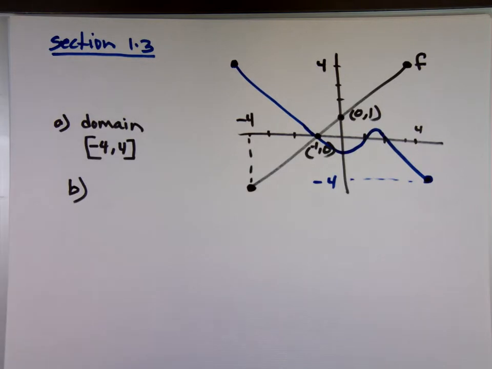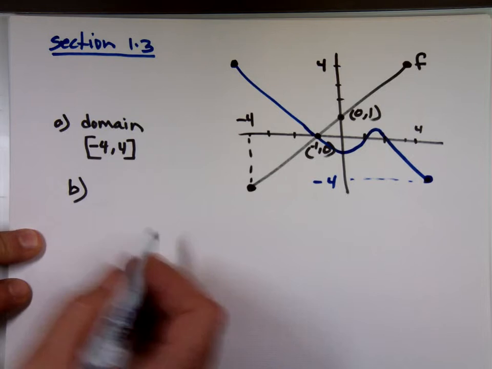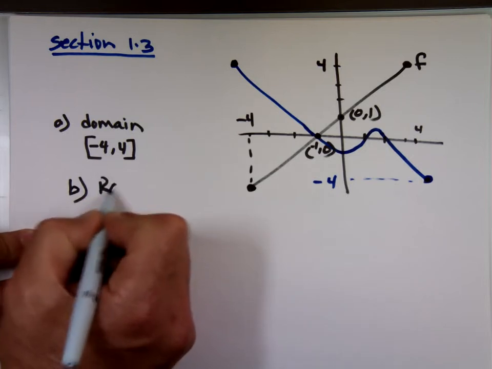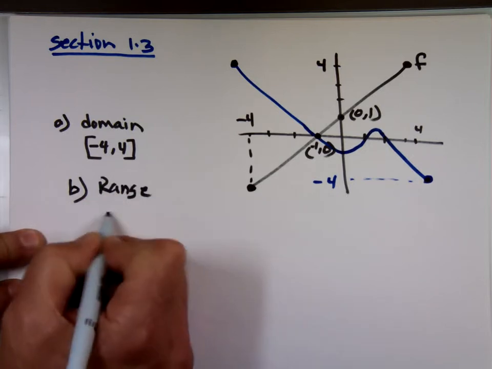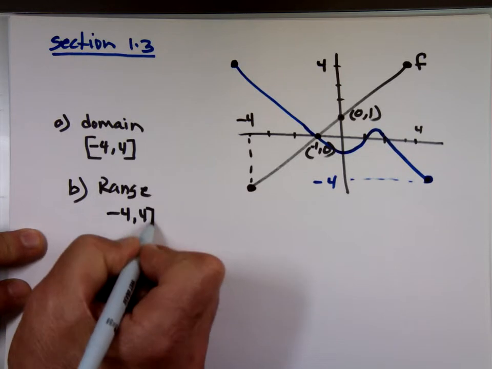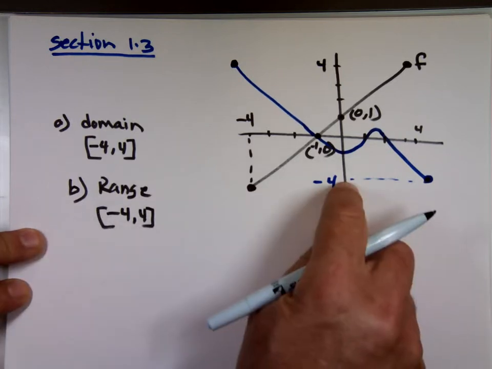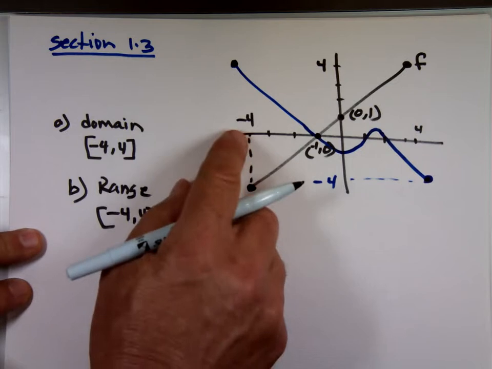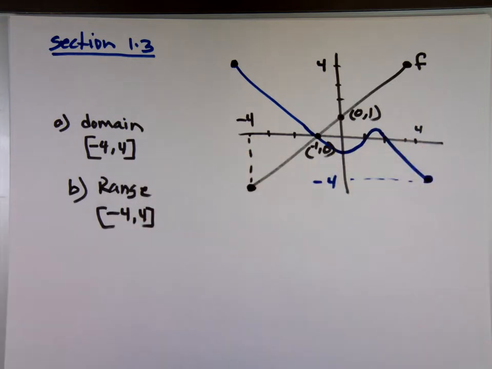There we go. So the first question, find the domain. We said the domain from negative 4 to 4. Where's the range? The range from where to where? Negative 4 to 4. Yep. The range also goes from negative 4 to 4, from this y value right here to that y value. The domain from this x value to that x value.